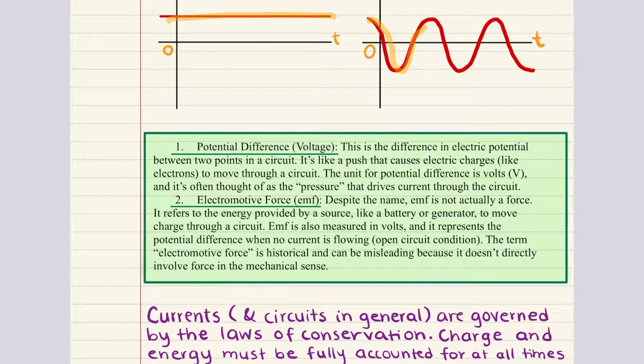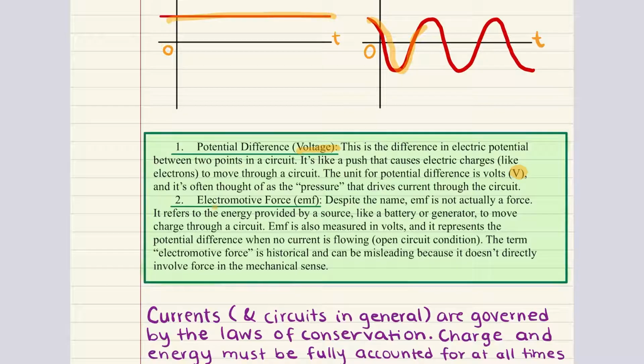Voltage, or potential difference, plays a crucial role in both DC and AC systems. Voltage is the difference in electric potential between 2 points in a circuit. And the unit of voltage is the volt, denoted as capital V. It is this push that causes electrons to move through a conductor, creating current. Even in DC circuits, where the current flows in one direction, voltage remains the underlying driving force.